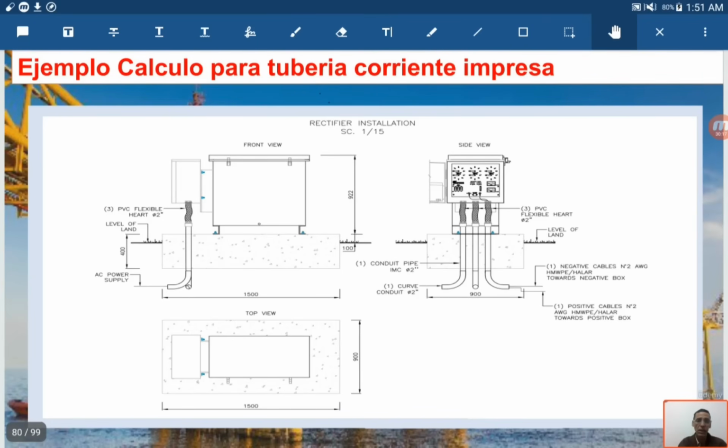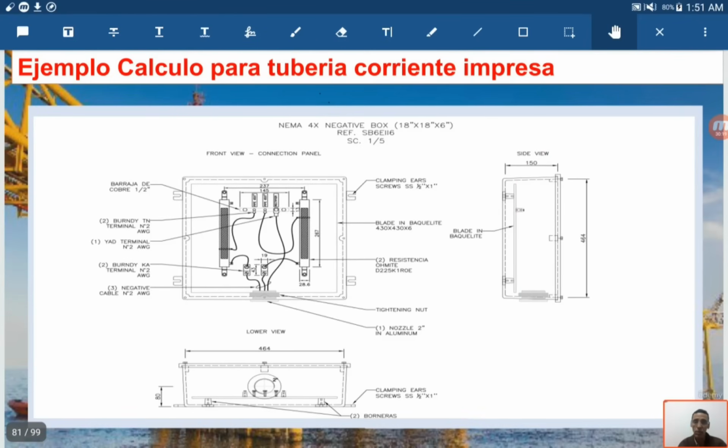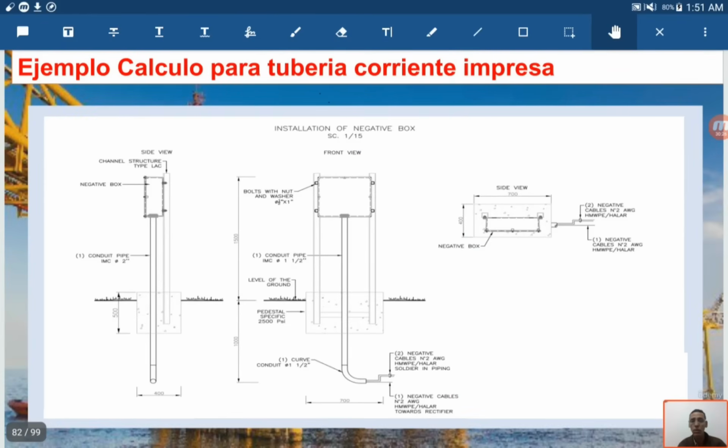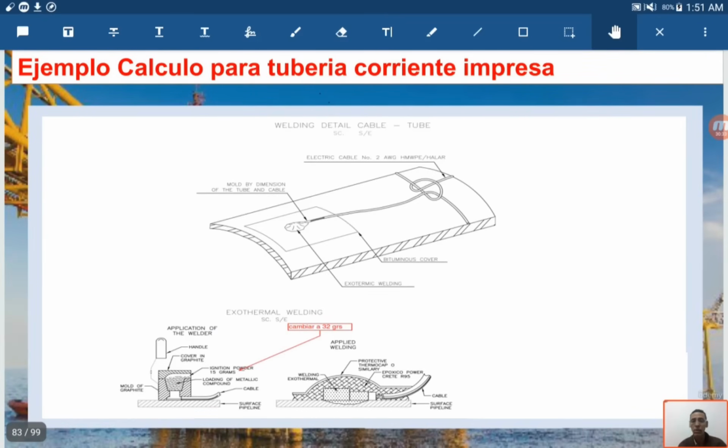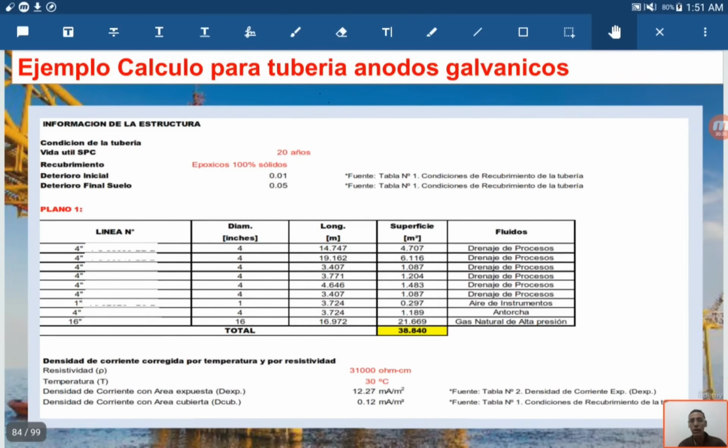How your slab will be built. This is included in the plans, the negative box. In this case, some variable resistors are considered, and the client is also informed about all of this. All of this is provided with this level of detail. These are the positive boxes, how the positive is installed, how the welding will be done on the cable pipes.